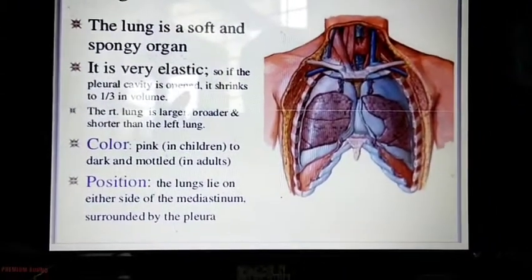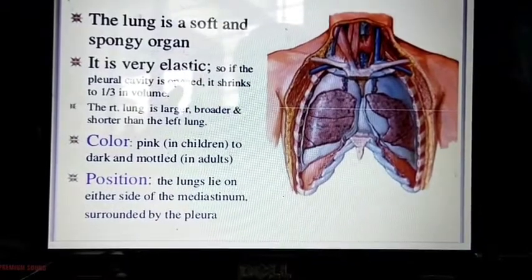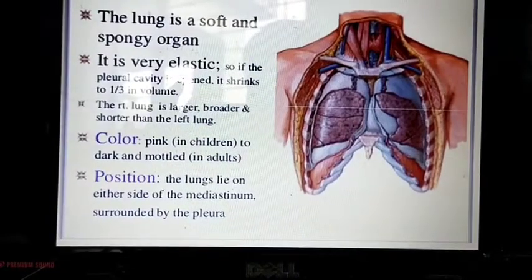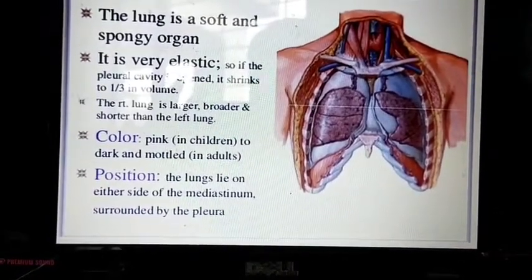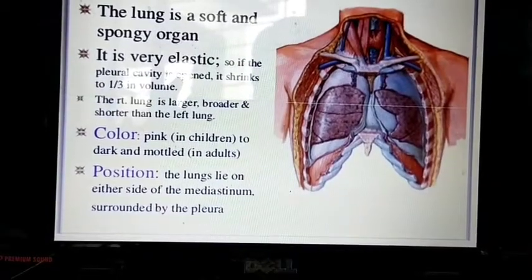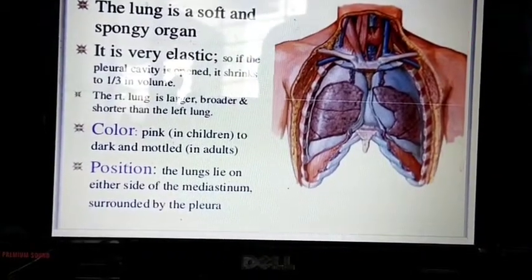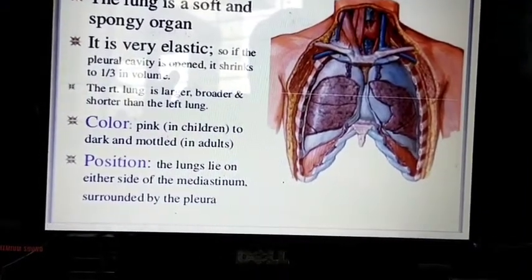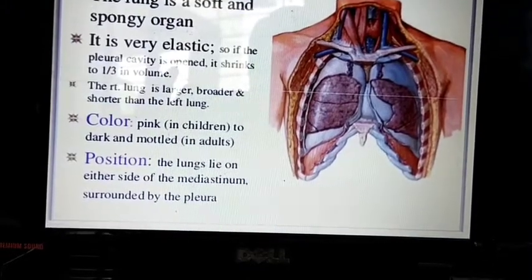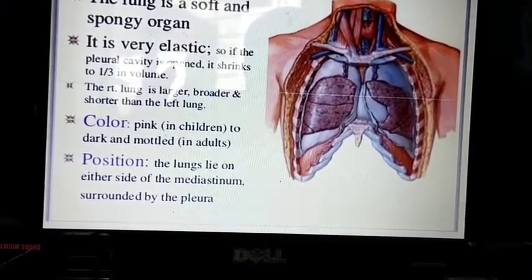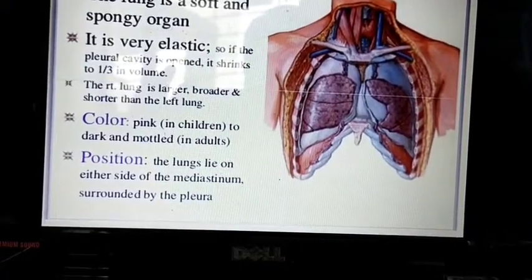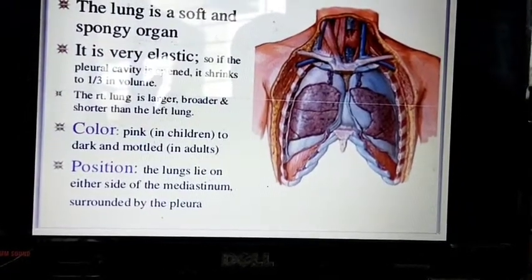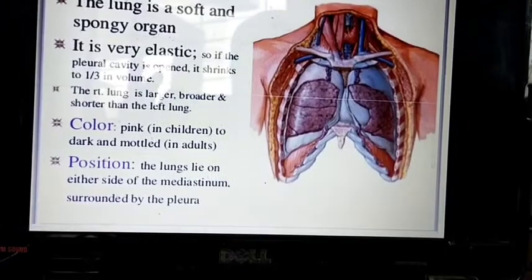Okay, lungs. The lungs are soft, spongy and very elastic organs. If the pleural cavity is opened, the lung shrinks to one third in volume. The right lung is larger, broader and shorter than the left lung. The color of the lung is pink in children, and dark and mottled in adults.